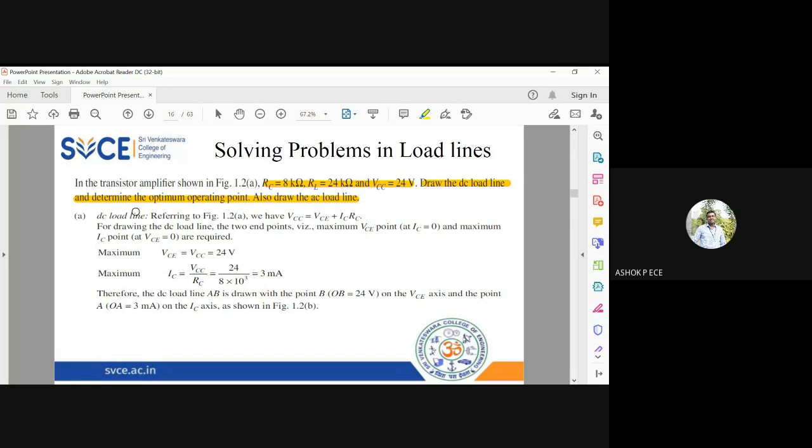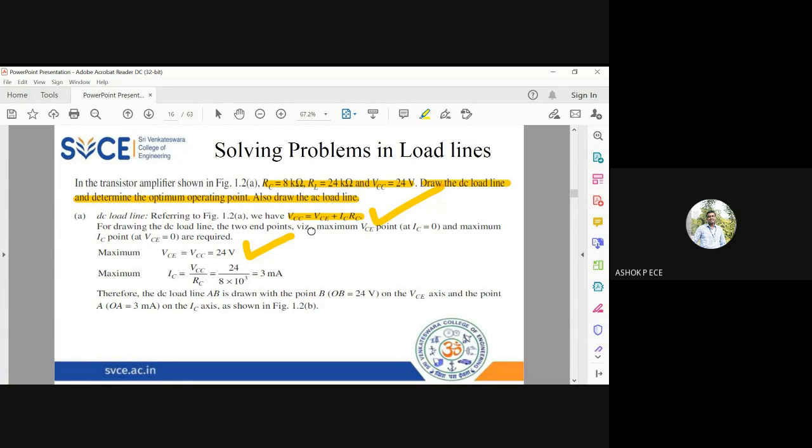Okay, so first we will be doing the DC load line. I told you this is the only equation you have to remember for the DC load line: VCC equal to VCE plus IC into RC. This equation is very, very important for any biasing circuit. To find the endpoints, first I will put IC equal to 0. IC equal to 0 means this is the x-axis point. If you put IC equal to 0 in this equation, you get VCC equal to VCE. The value of VCC given in the question is 24 volt, so VCE equals 24 volt. That is the first endpoint of the DC load line.